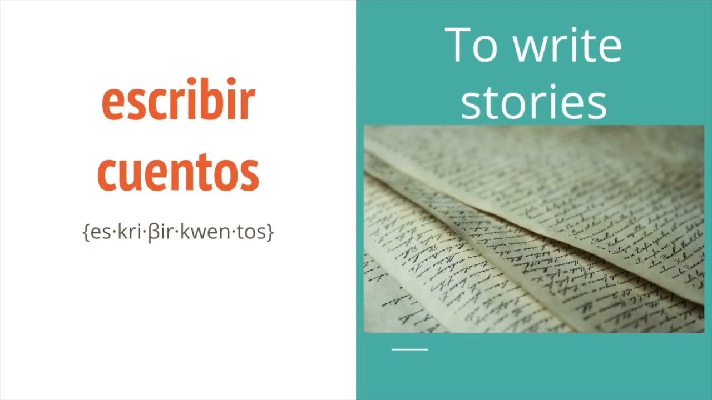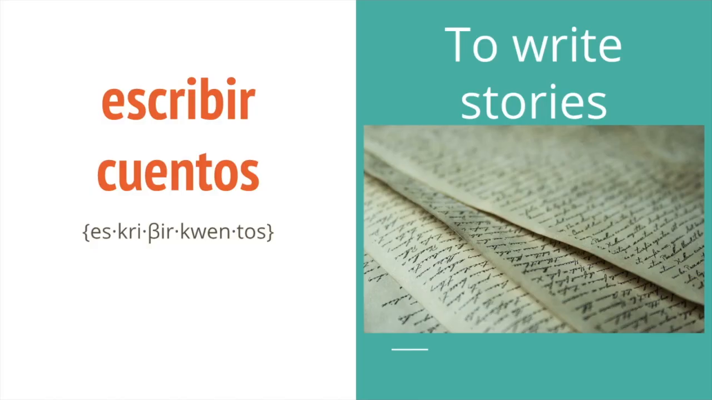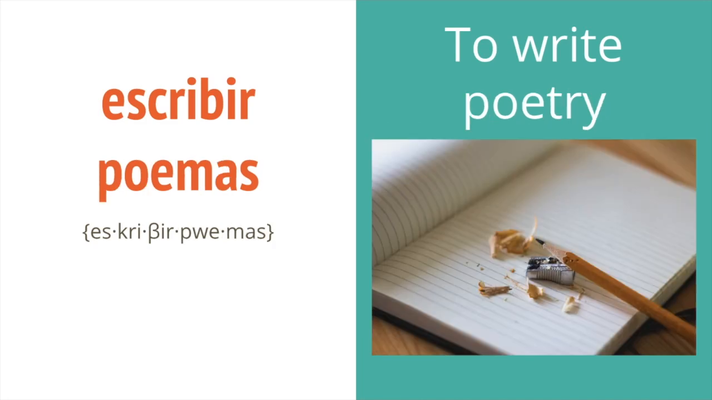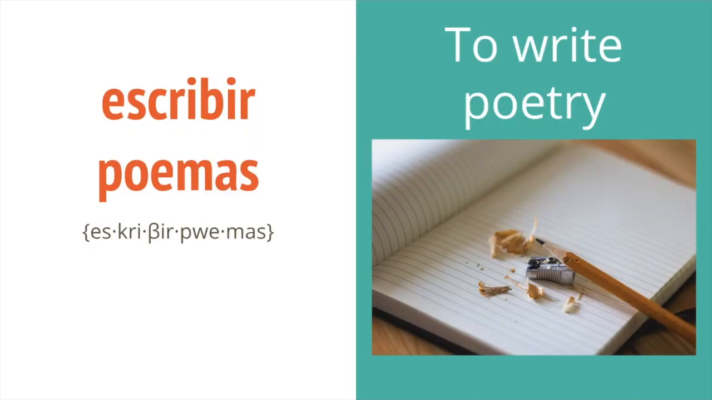Escribir cuentos. Repitan, escribir cuentos. So that would be to write stories. Escribir poemas. Repitan, escribir poemas. So in English we say poem, and there's a separation in between the O and the E. But in Spanish, those two vowels combine and they form something that's very similar to a W. So it's poema.